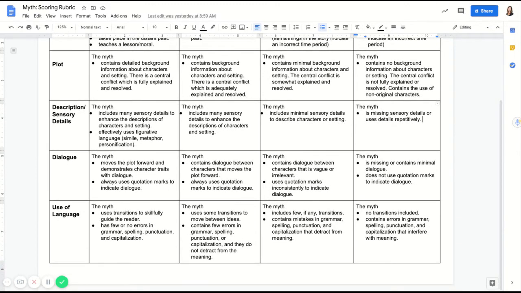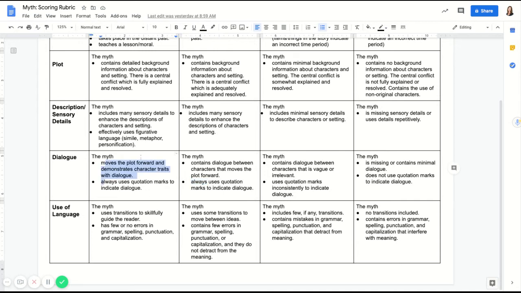Okay, moving on to dialogue. To earn a proficient, an A in the dialogue category, the myth contains dialogue between characters that moves the plot forward. That means your dialogue serves a purpose in your plot. Sometimes students add dialogue that does not relate to what's going on in the story. And the second one, the myth always uses quotation marks to indicate dialogue. So wherever you have characters talking out loud, you're using your quotation marks.